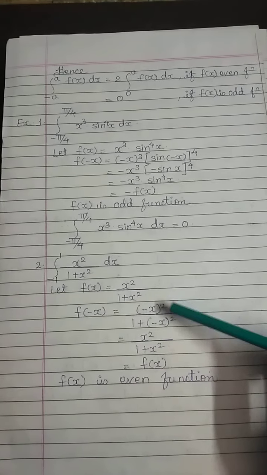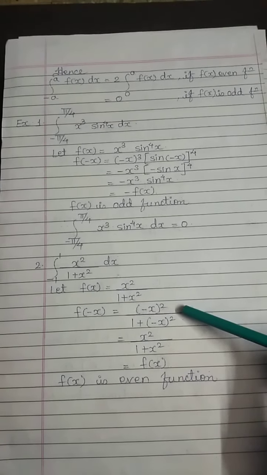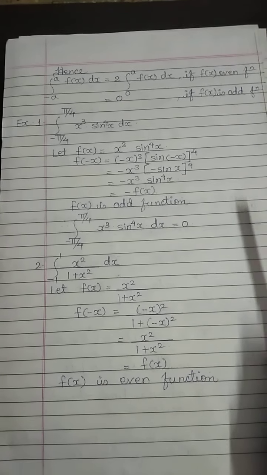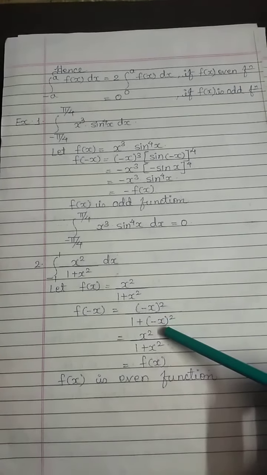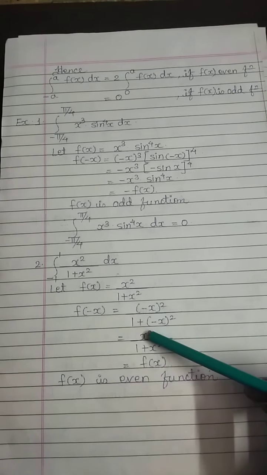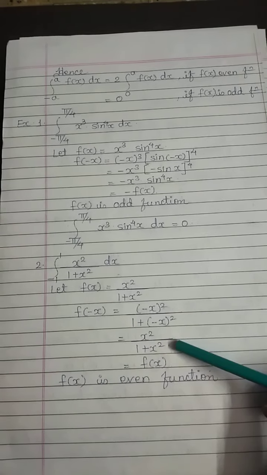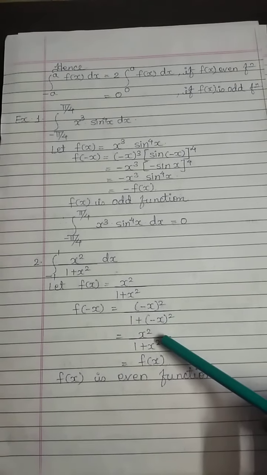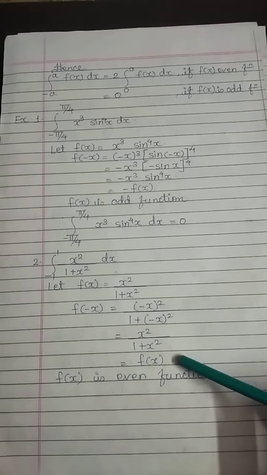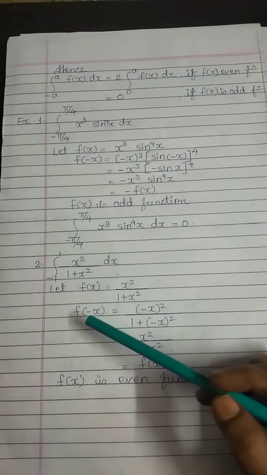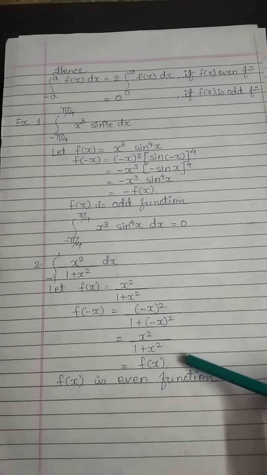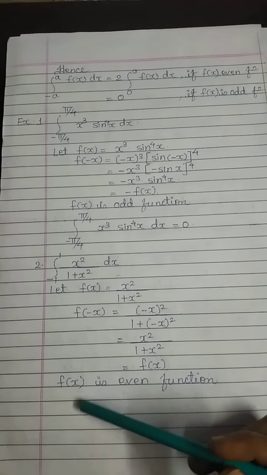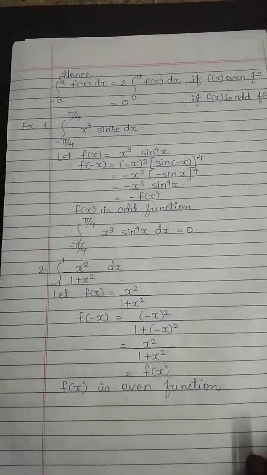Now since here square terms are present, 2 times minus sign will become plus, minus minus plus. So again we will get the same function, that is x square upon 1 plus x square. No negative term we will get here. And this is nothing but the function f of x. So we can say that f of minus x is equal to f of x. So this is the condition for an even function. So f of x is an even function.